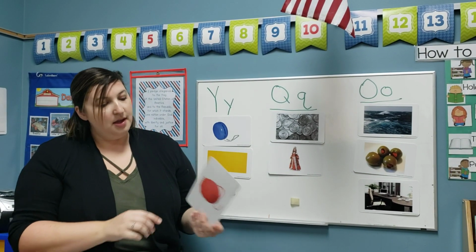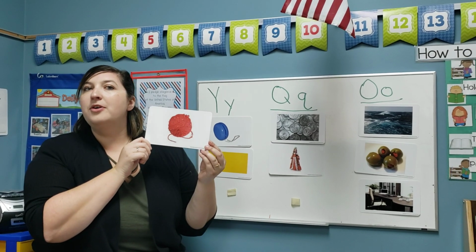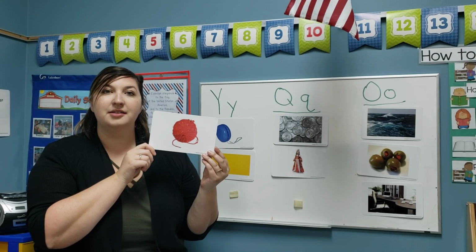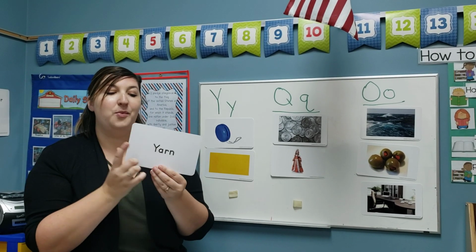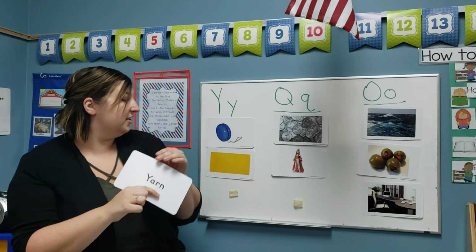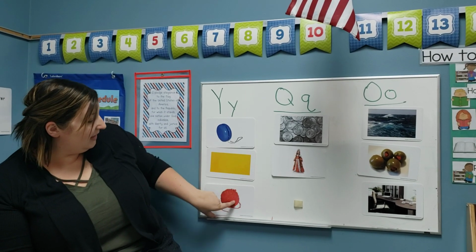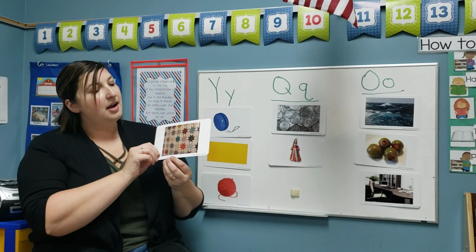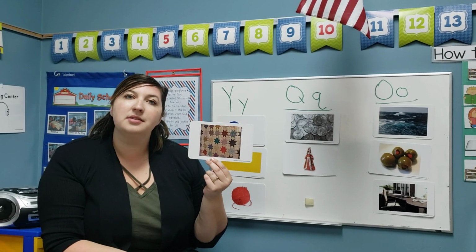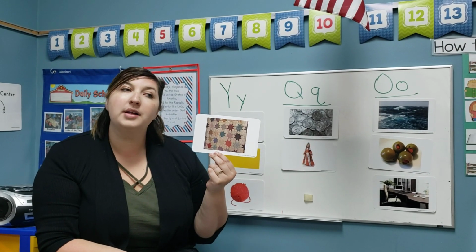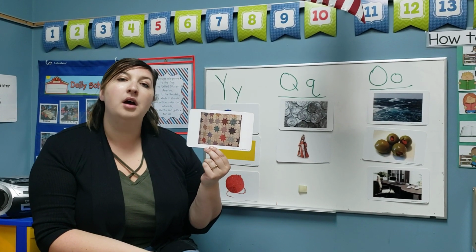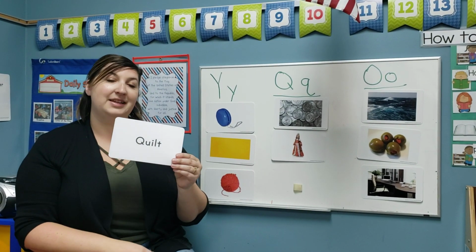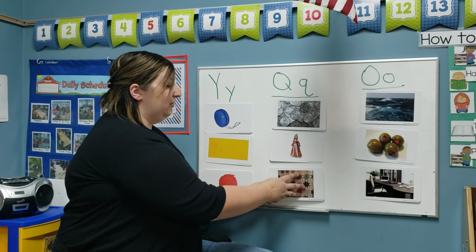Office. I have a lovely ball of yarn. Yarn. What do you hear? That's right. You hear the Y. Yarn. Maybe some of your cats at home like to play with a ball of yarn. And I have a quilt. Quilt. What letter sound do you hear in quilt? That's right. We have a Q.